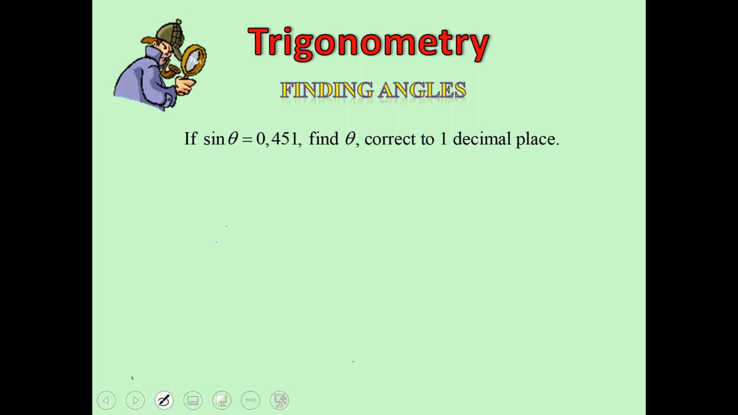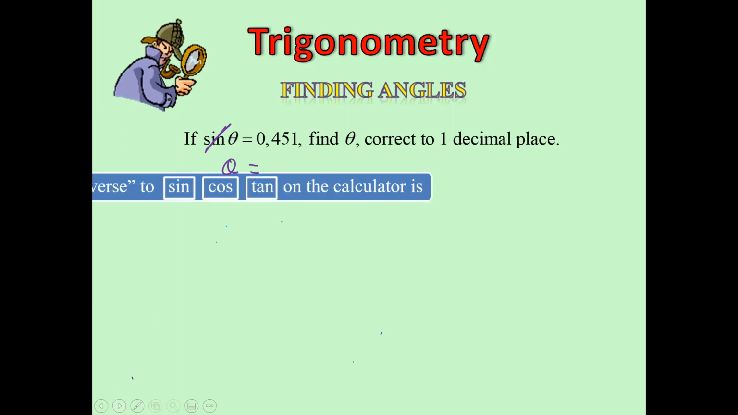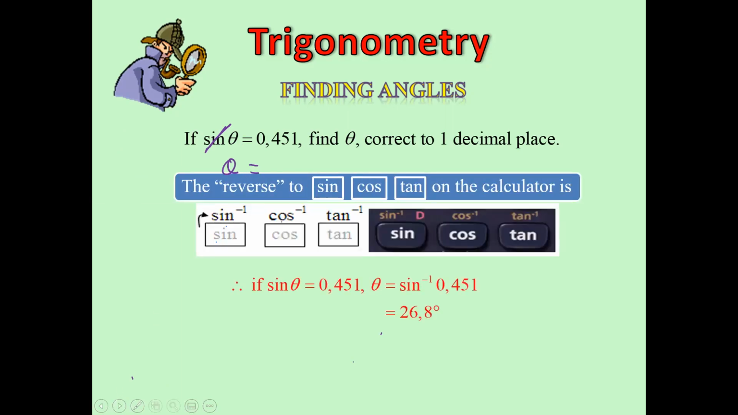How do we get rid of sine? The only way that you can get rid of sine, I told you that a little earlier, is you have to use shift on your calculator. So you will say shift sine 0.451. And what would we get? You get 26.8.